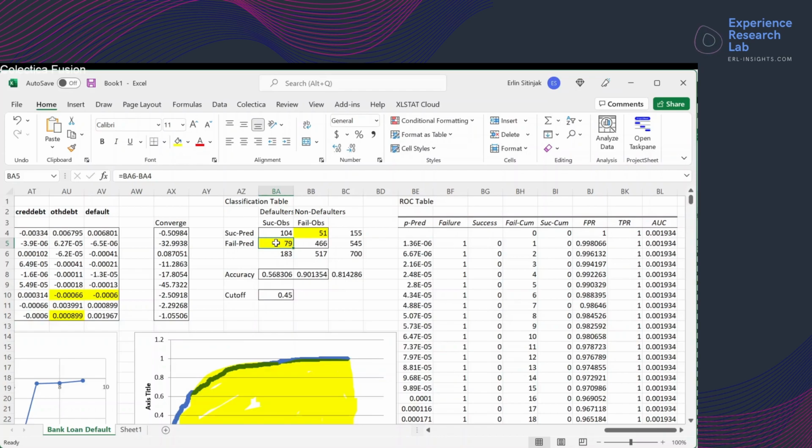So that is how you run and interpret the output of binary logistic regression in Microsoft Excel.